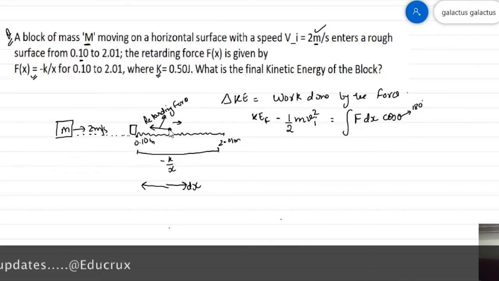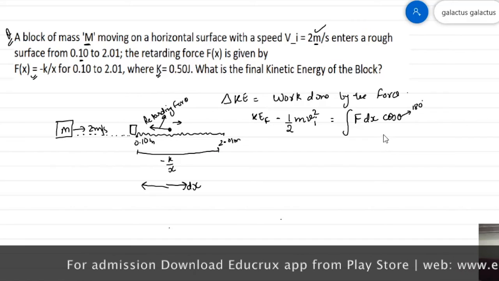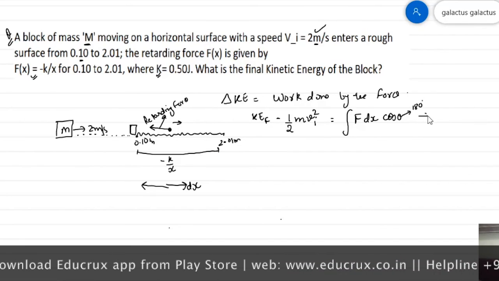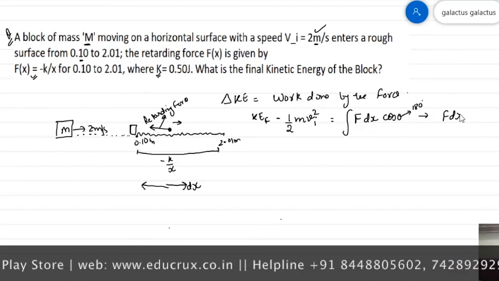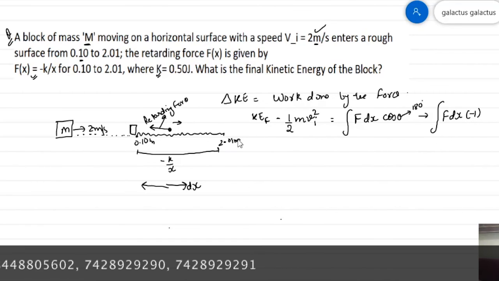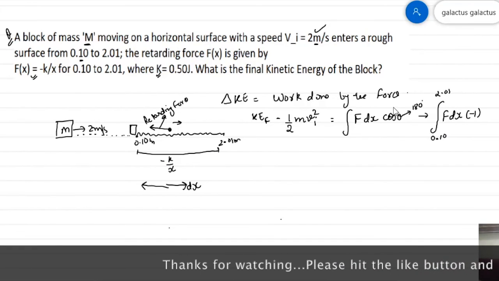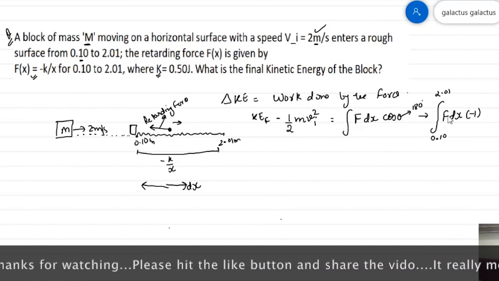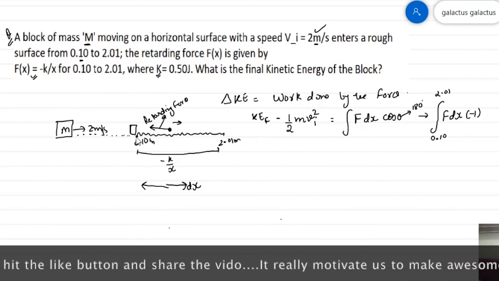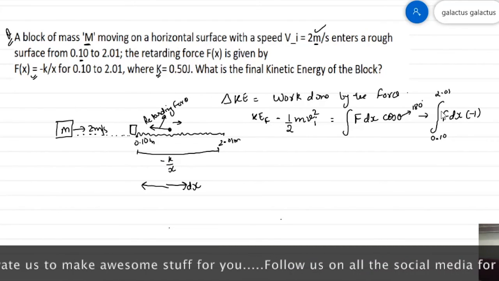Because the block is moving in the positive x-axis and the retarding force is applied in the opposite direction of the motion, the angle between the force and the displacement is 180 degrees. So this will change to F dx cos 180, which is minus 1, and we have to integrate it from 0.10 to 2.01, because the work done by our retarding force is from 0.10 to 2.01. So we have to calculate the work done during this displacement.